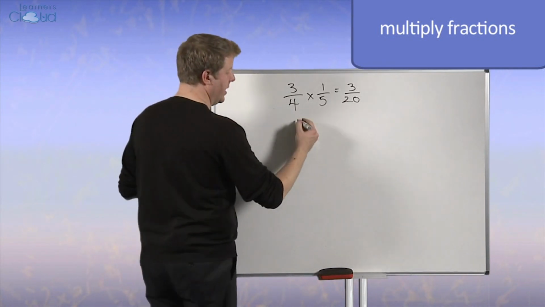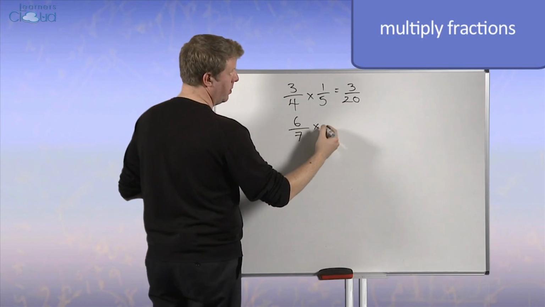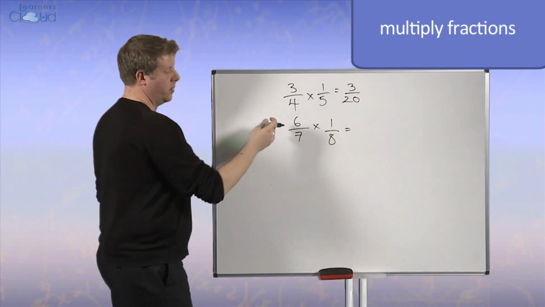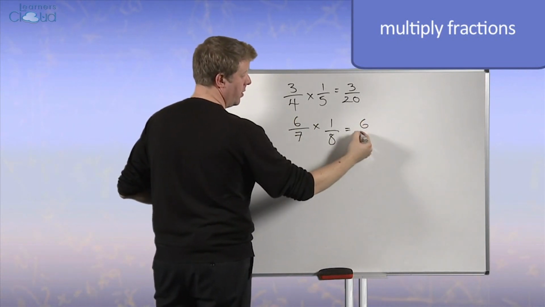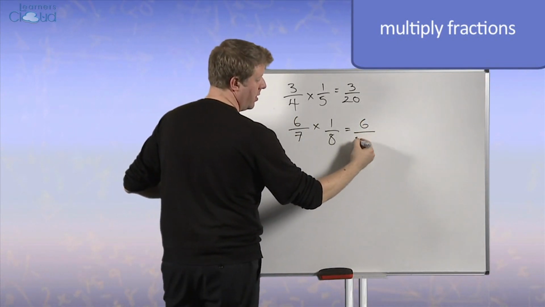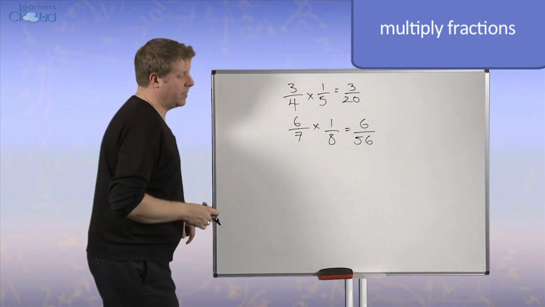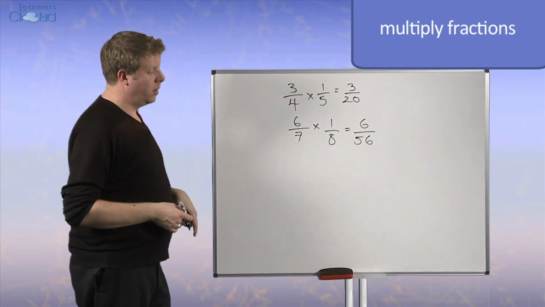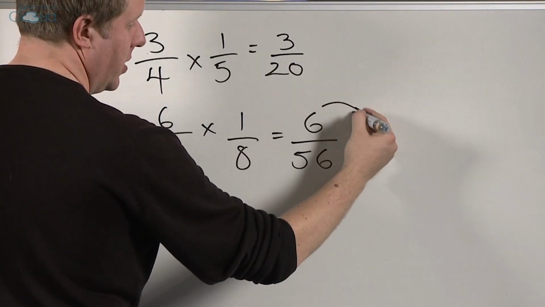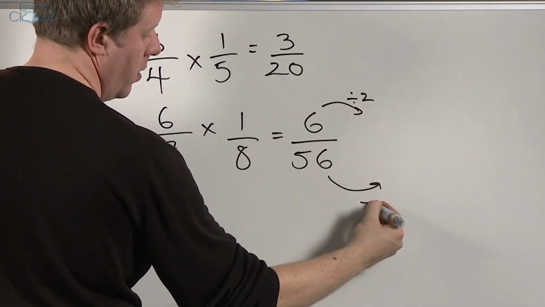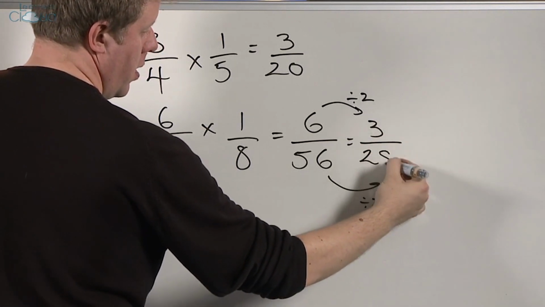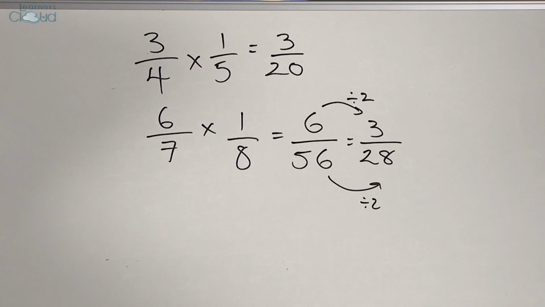Let's do another one. 6/7 multiplied by 1/8. So 6 times 1 is 6. 7 8s are 56. Now remember, this one though will simplify. 2 goes into both of them, so let's divide by 2, to give us 3/28, and that's in its simplest form.